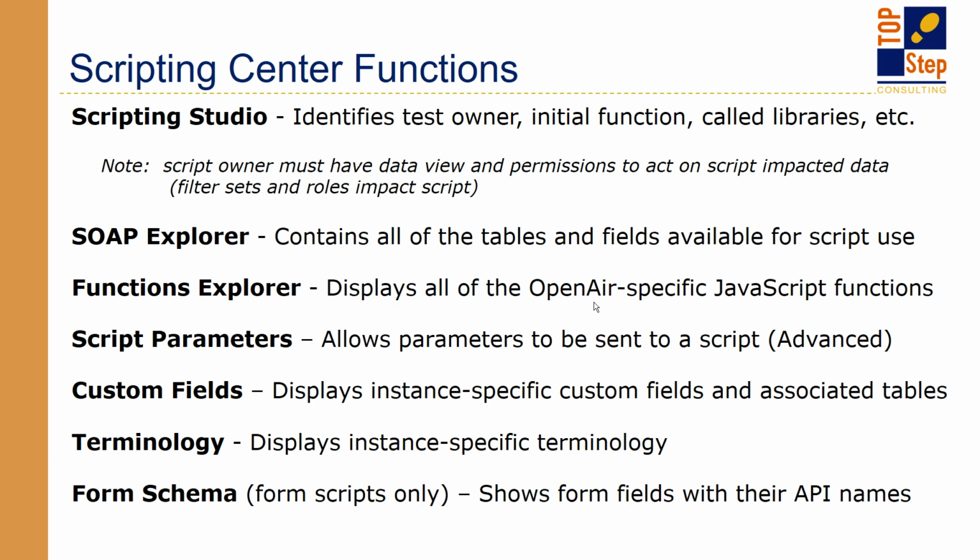There's a function explorer that displays all of the OpenAir specific JavaScript functions. I'll show you those libraries in an upcoming slide. There are script parameters. This basically allows you to say, I want there to be a value that the script uses, but if somebody needs to change that value, I don't want them to have to change the code.